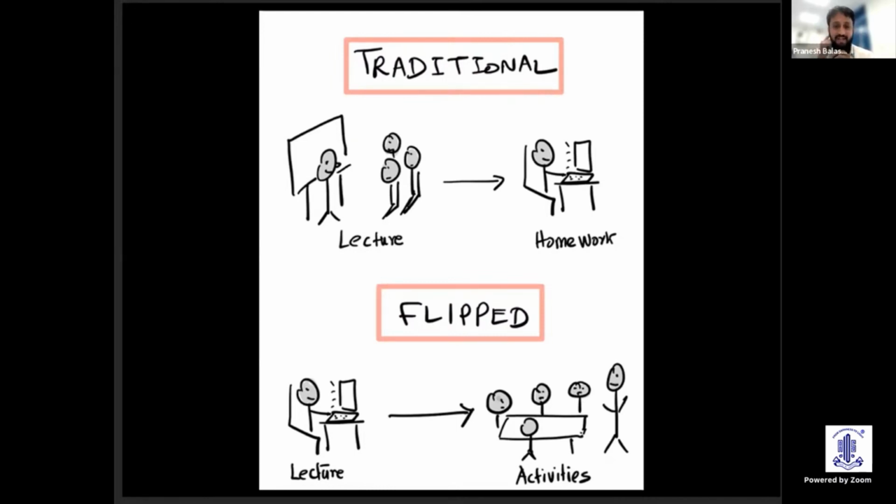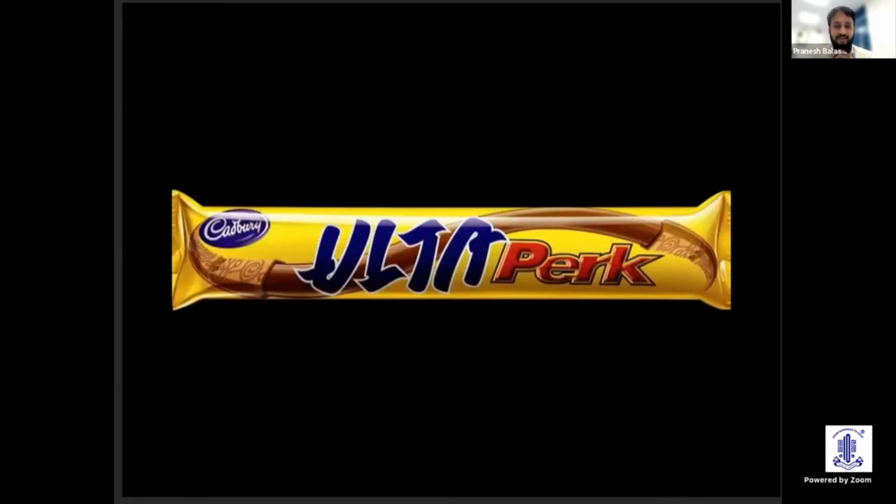Speaking of nostalgia, you might remember this particular chocolate from Cadbury's called Ulta Puck. I wonder why Cadbury's banned this chocolate. It's an interesting chocolate where you have the wafer outside and chocolate filled inside. So flipped class is essentially an ulta class. Ulta means reverse or opposite. We're just going to turn the tables, reverse the roles.